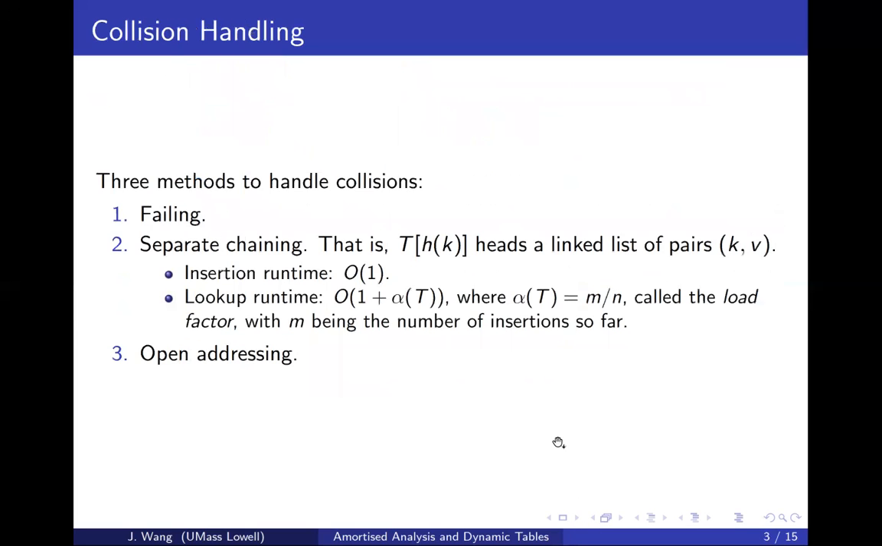Okay, so when you have more than n items to be placed in this array, then obviously we know that collisions will occur. Which means that you could have h of k1 equal to h of k2, where k1 is not equal to k2. So this is a collision.